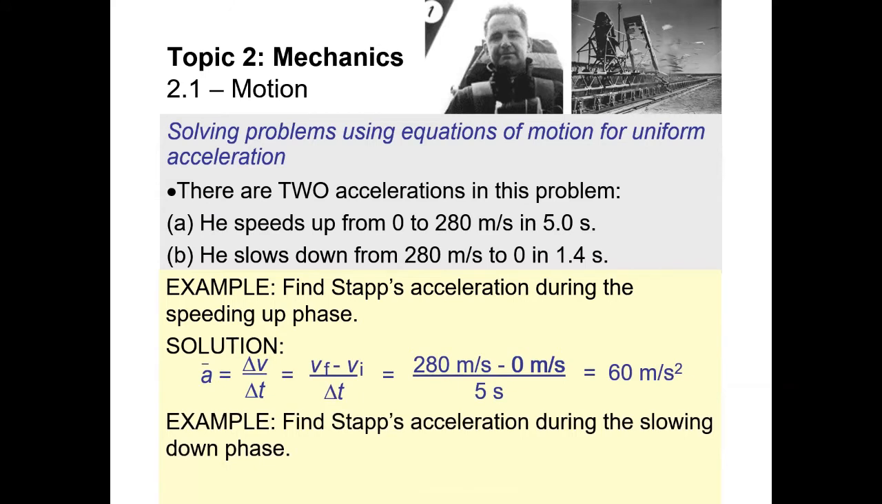Find Stapp's acceleration during the slowing down phase. Final velocity is 0 meters per second since he stops, and initially 280 meters per second, divided by time taken 1.4. That is minus 200 meters per second squared.